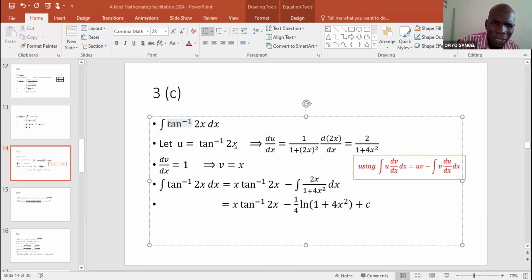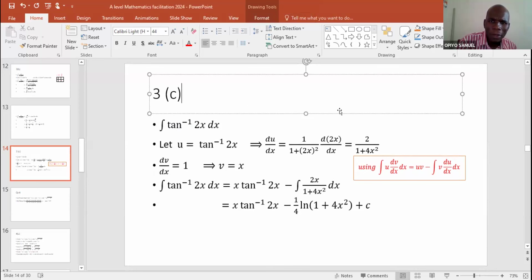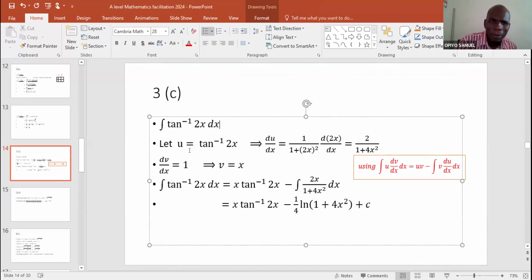We let u be equal to this, yes, the whole of it, so that tan u is 2x, and then you get dx. It may also still come back to integration by parts. Okay, try later. Thank you.